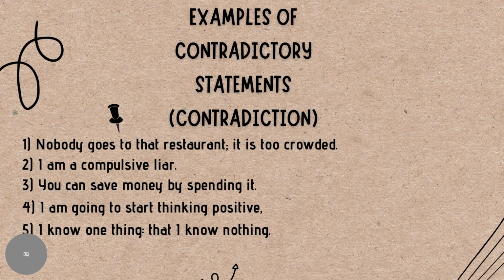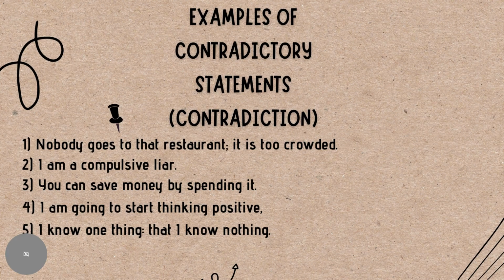So, think about the next sentence. I am a compulsive liar. If the speaker is a liar, then the statement cannot be true, right? But if the statement isn't true, then is the speaker really a compulsive liar? So, this statement is a paradox. If the statement is true, then it is not true.